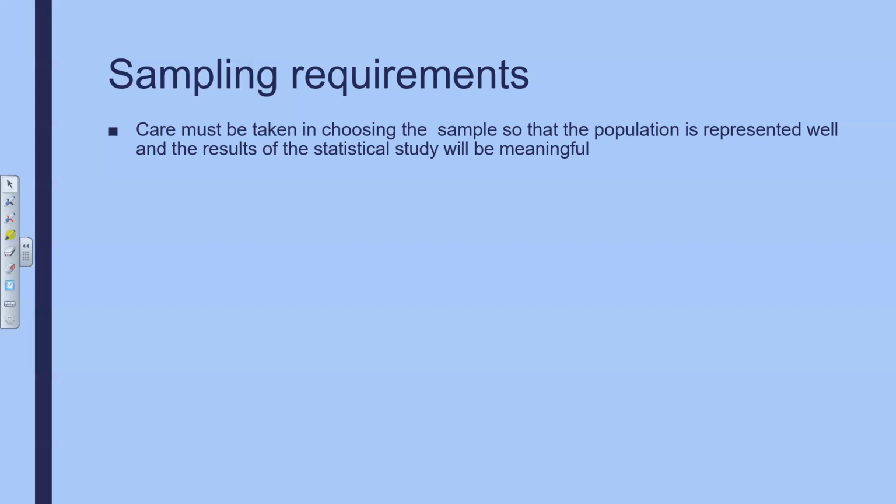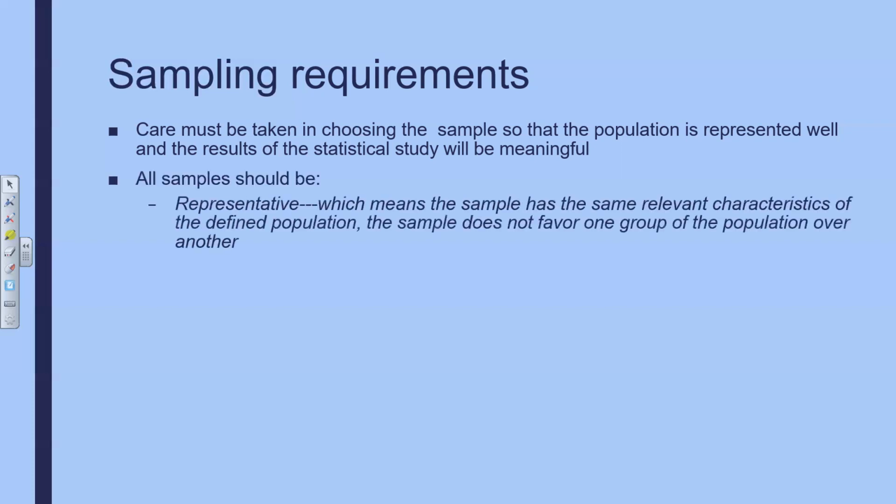Okay, so it's important that you are careful about the way you go about selecting that sample from the population. Your sample should ultimately be two things, R and R, I call it, representative and random. Every sample should be R and R, representative and random.